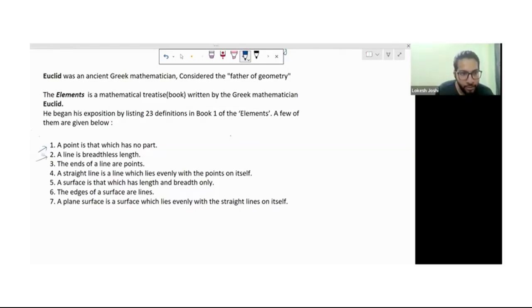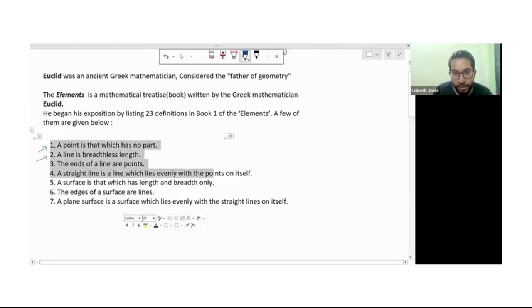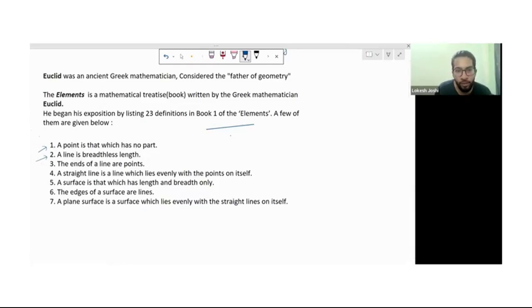The second one is about the line. A line is breadthless length. For length we know we can draw a line like that. If we focus only on length, it will be very difficult for us to draw this line. But Euclid gave a definition which I have written: a line is breadthless length. And the third one is that the ends of a line are points.